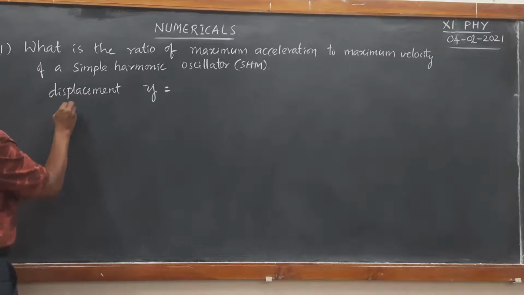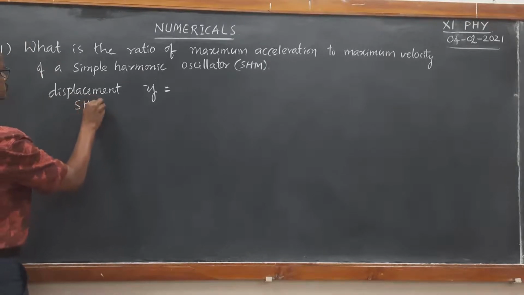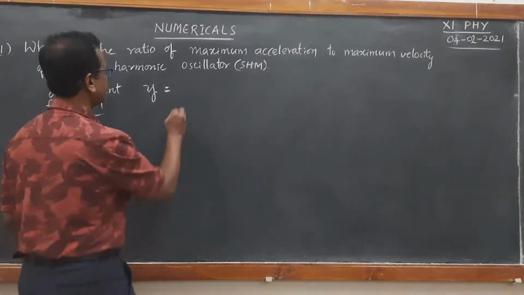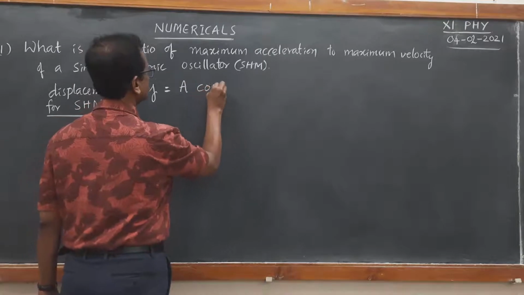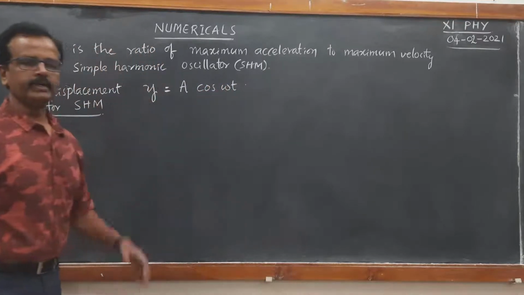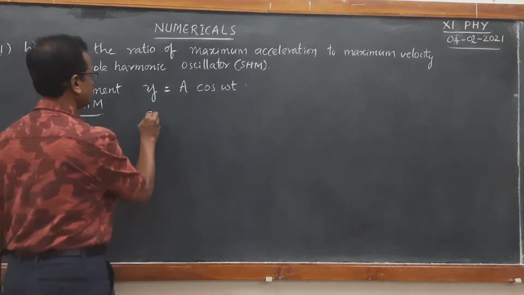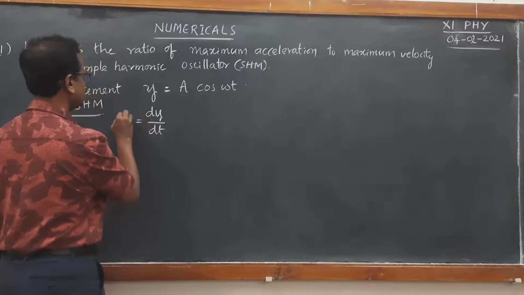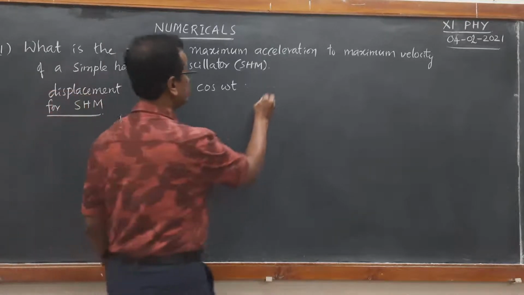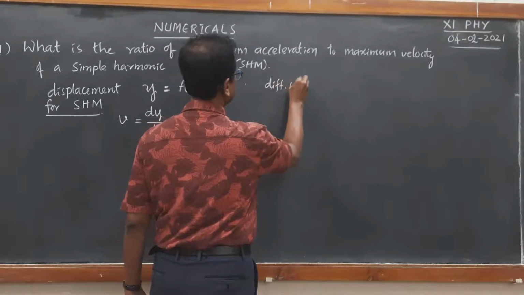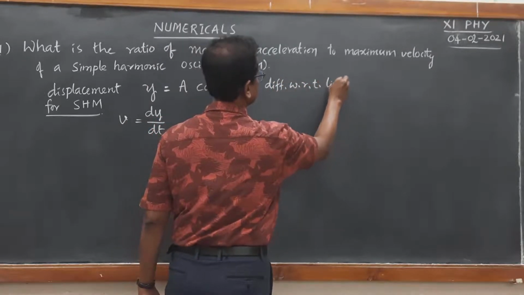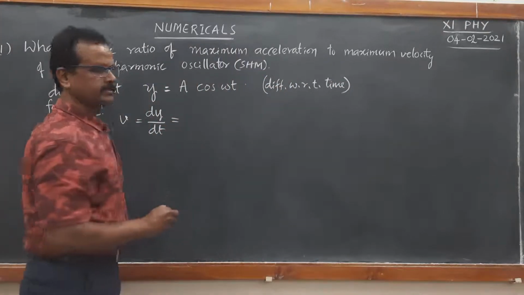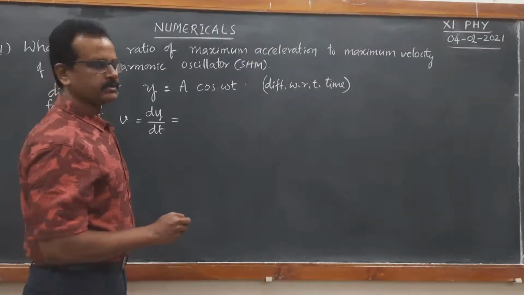We know displacement for SHM. Displacement for an object in SHM is given by A cos omega t. When we differentiate this with respect to time, we get velocity, v is equal to dy by dt. This differentiation gives us velocity.